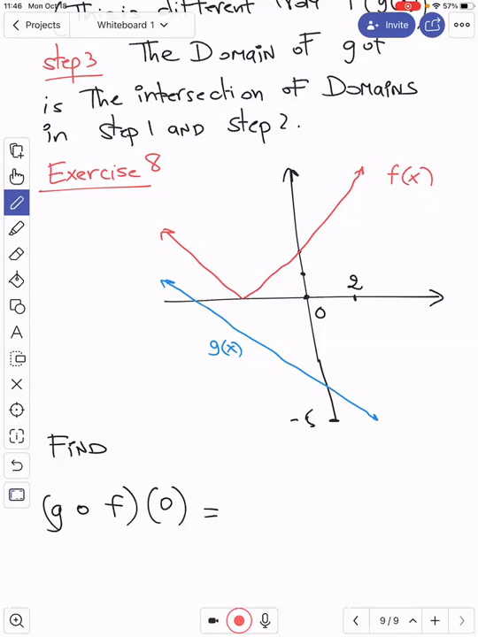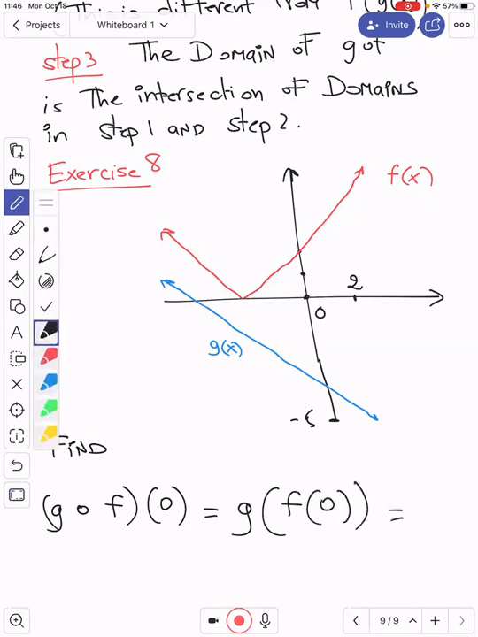So again, the idea is the same. This is g of f of 0. First we need to find f of 0, what's inside the parentheses. So what's f of 0? My x equal to 0 is right here. Now the corresponding y would be, again, you take a vertical line, and this is f.